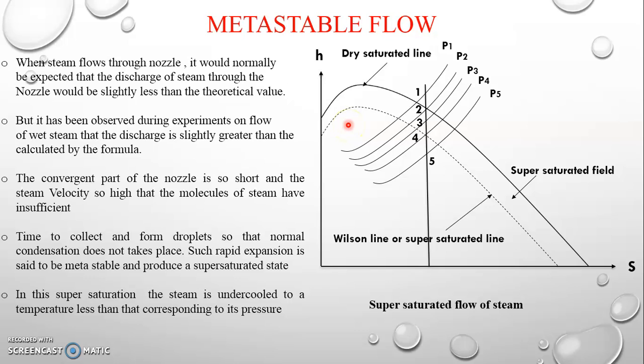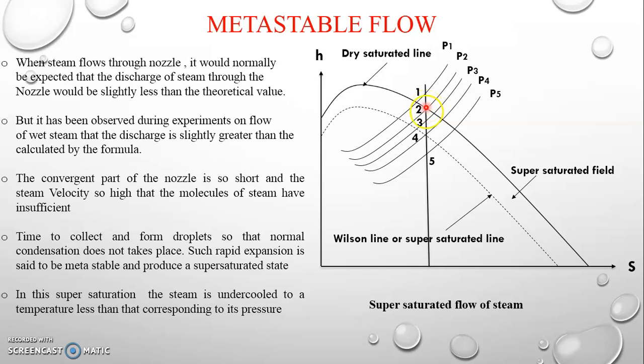From the graph, we can see the supersaturated flow of steam. In the Mollier chart, the enthalpy-entropy diagram, the dark line shown is the dry saturation line. There are five pressures, P1, P2, P3, P4, P5. The isentropic expansion starts here, from process 1 to 5. From 1 to 2, theoretically it will be an isentropic expansion process.